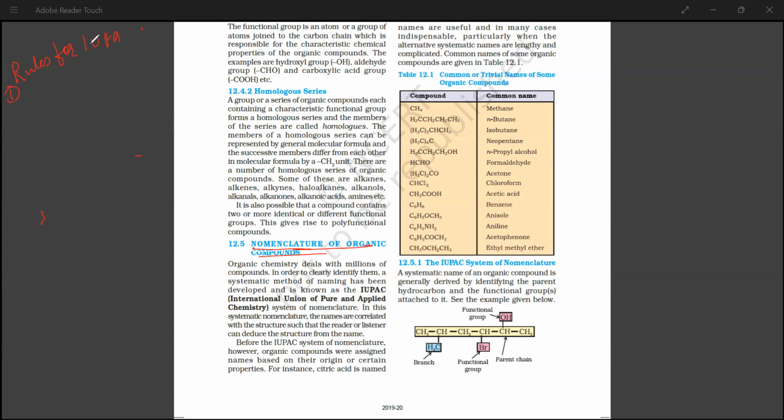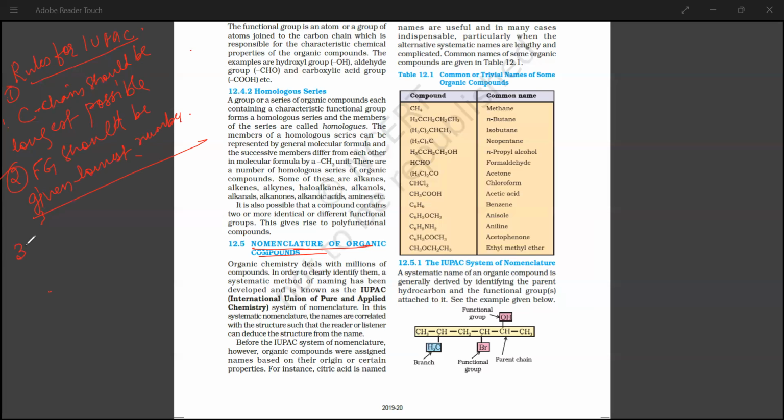First rule, carbon chain should be longest possible, and functional group should be given lowest number. So these are the two rules.